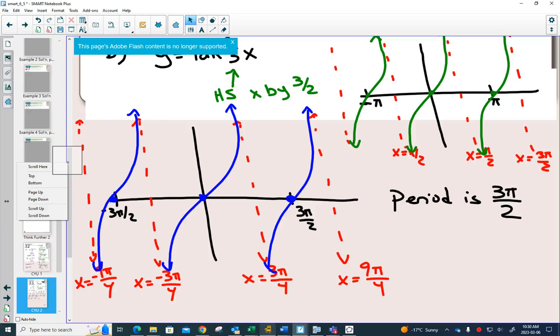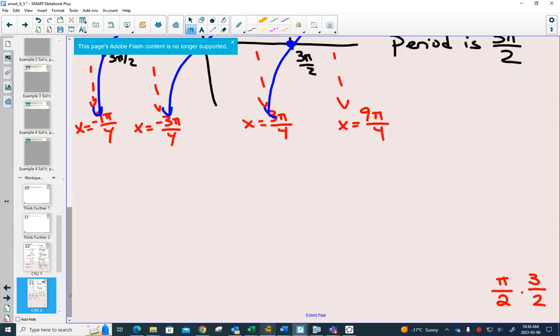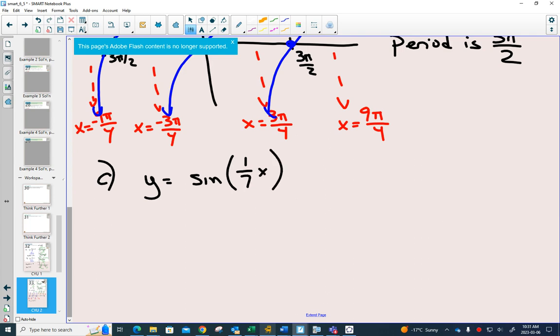And finally, part C. We have sine of x/7. And you could write x/7 as 1/7 x. That 1/7 is inside the function. That's going to be a horizontal stretch. You're going to multiply x by 7/1.